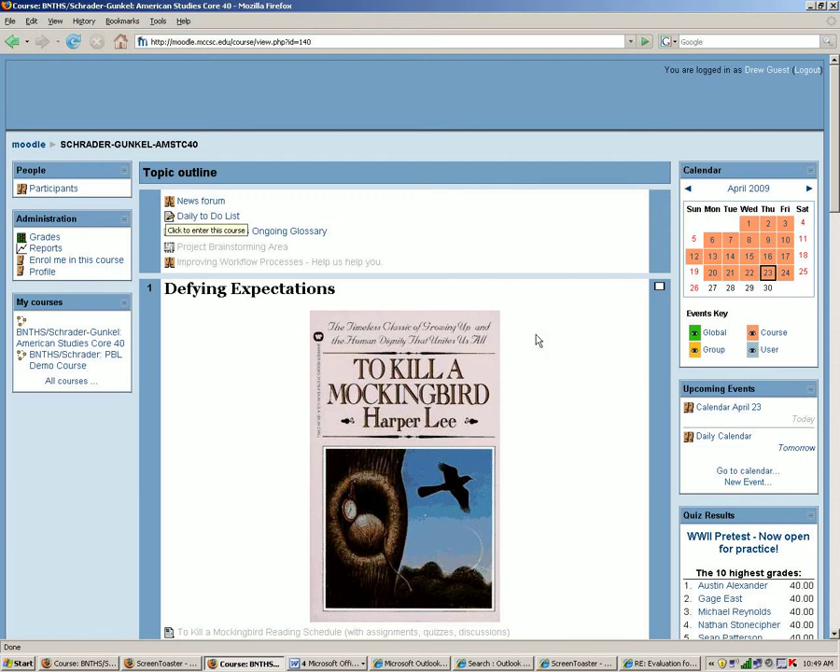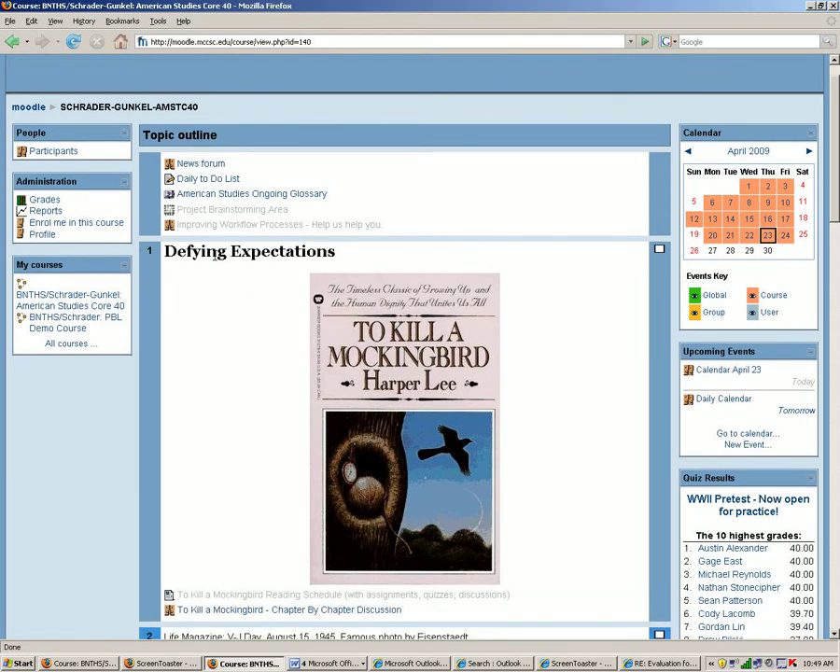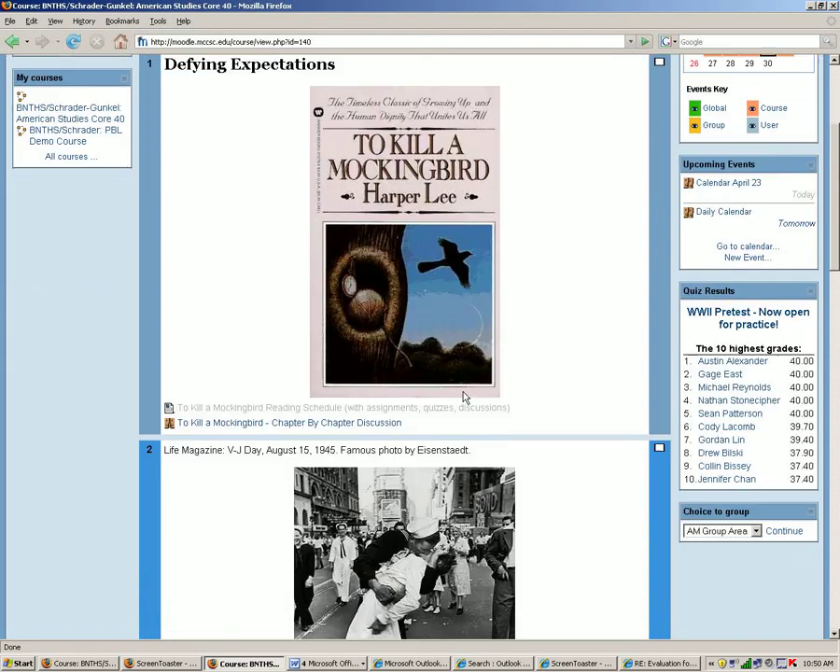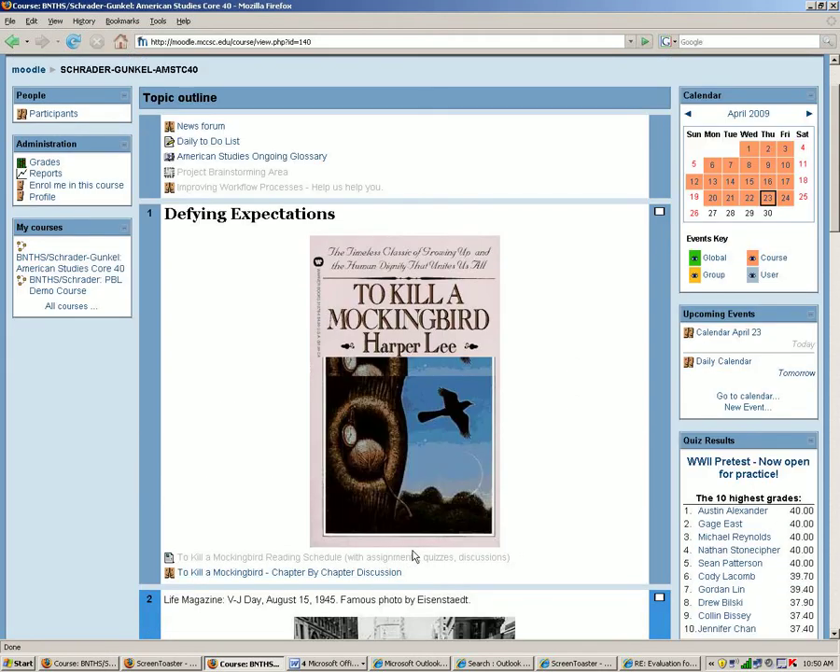When you get into Moodle, what you'll notice is that it's set up by topics. The first topic, or the top topic, will always be our current project. As you can see, we're just starting our unit on Defying Expectations, and it is featuring To Kill a Mockingbird. Notice that there's only a few resources listed here right now.